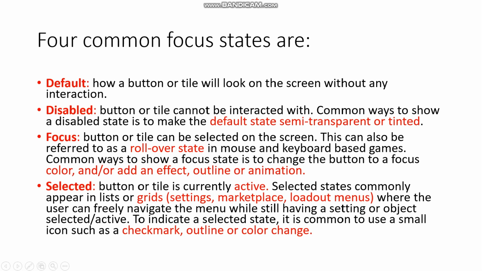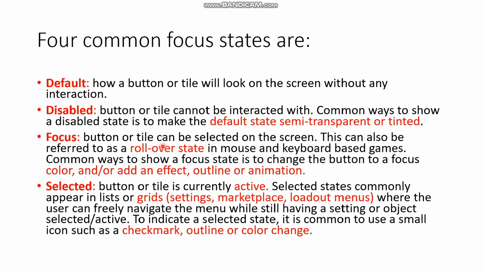So there are four common focus states that normally happen in games. The first is default. So what is default? Default indicates how a button or tile will look on the screen without any interaction, meaning there is no interaction. And disabled: the button or tile cannot be interacted with. It is normally shown in the default state, semi-transparent or tinted. Because it's disabled, we cannot use it.